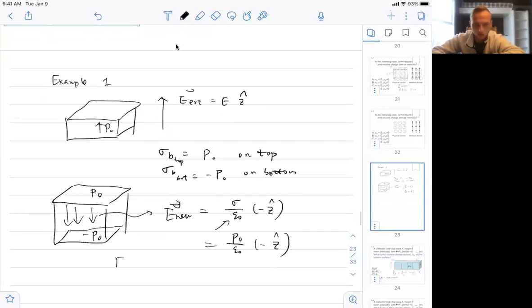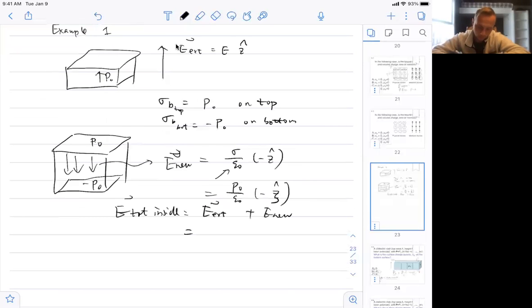So the total E field inside this dielectric material is your E external plus your E induced, which is E in the z hat direction minus P naught over epsilon naught z hat. You can see the new field cancels out part of the external field inside, so it makes the total field inside the dielectric material a little bit smaller than your external field, right?